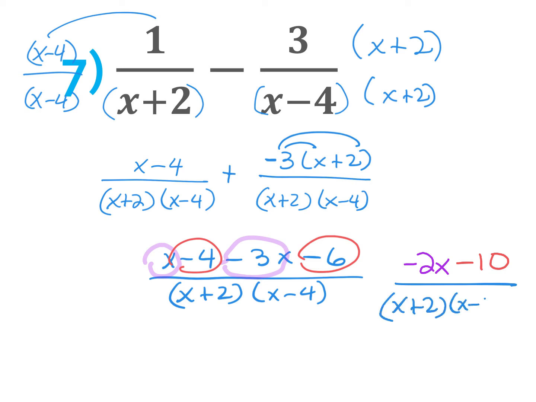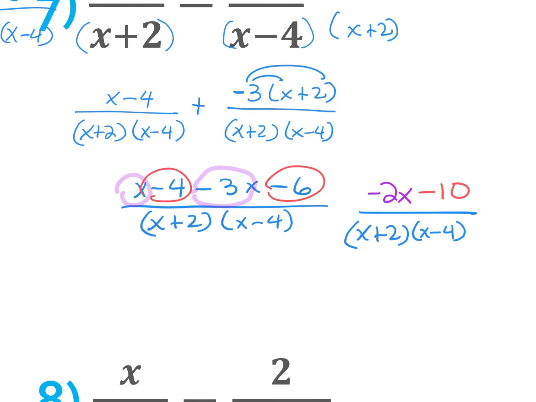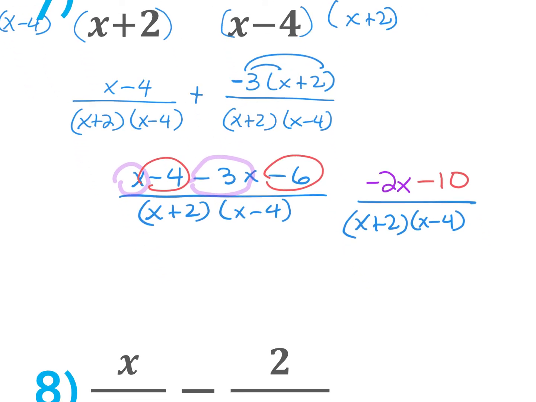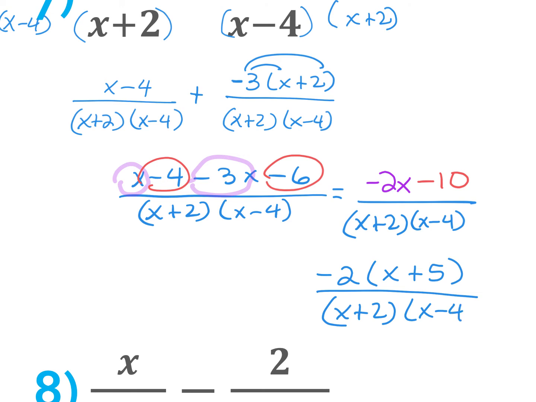Now, I could try to factor out a GCF of -2, but that's not going to do any good for me. But you should always attempt it. So I would be okay with you leaving it like this. However, once I pulled out a GCF, if this would have turned out to be something that would have simplified in the denominator, then you should do that.